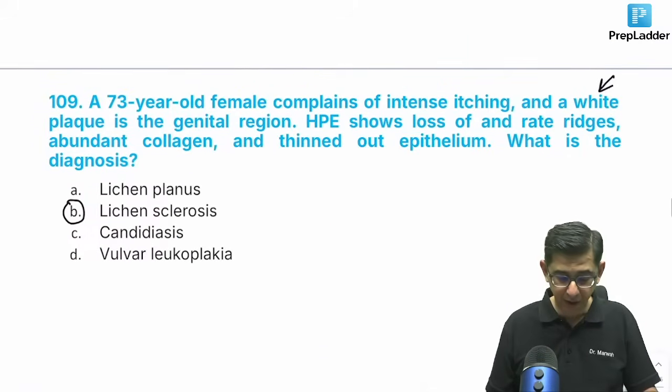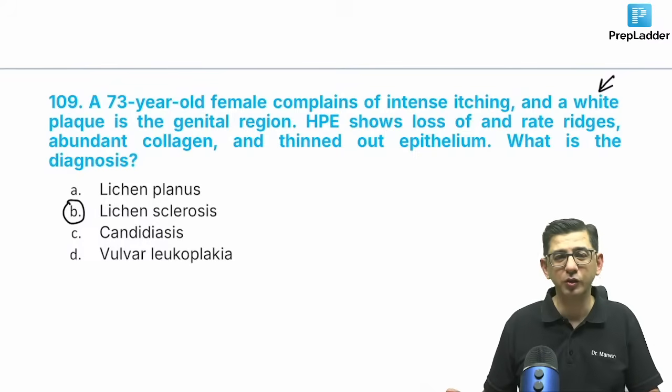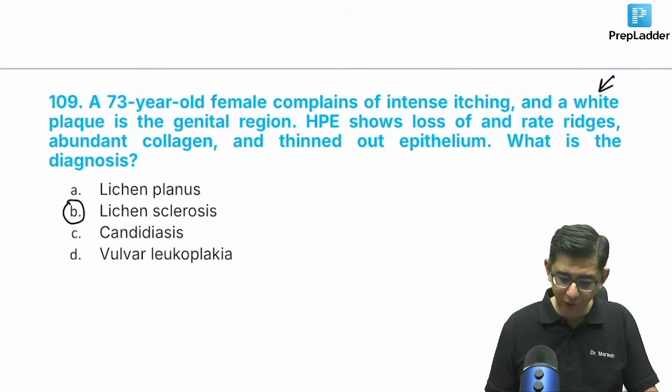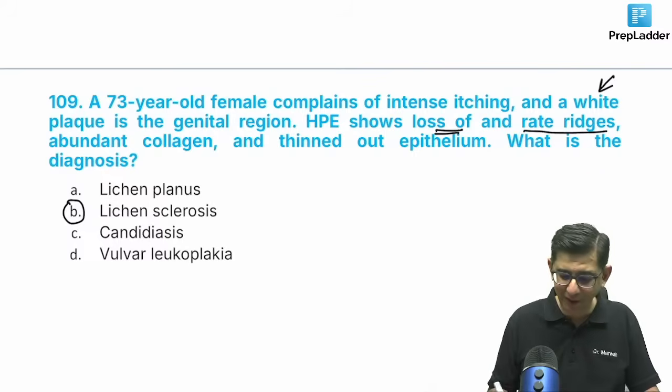Next was a question where I initially thought that it was intense itching, so it would be Candida. I was always tempted to answer it as Candida. And then there were a lot of things written: loss of rete ridges, abundant collagen, thinned out epithelium. So then I realized, भाई इसमें गड़बड़ है भाई, कुछ तो गड़बड़ है. This is not a routine question.